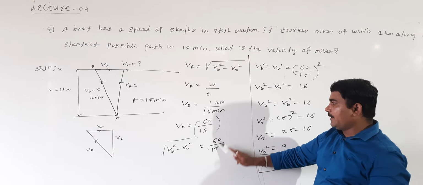And calculate all the values. This is nothing but the velocity of the river. How much did you get? The velocity of the river is 3 km per hour, and the river is flowing in this direction. Copy this. Then we'll see one more numerical.